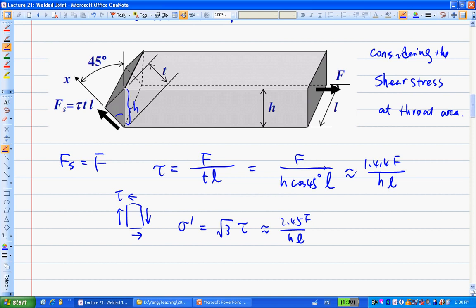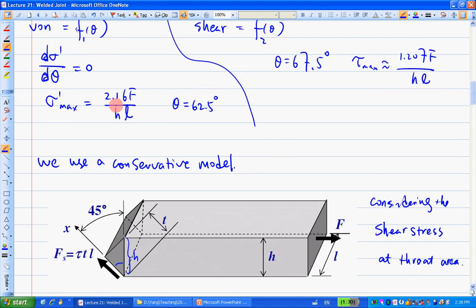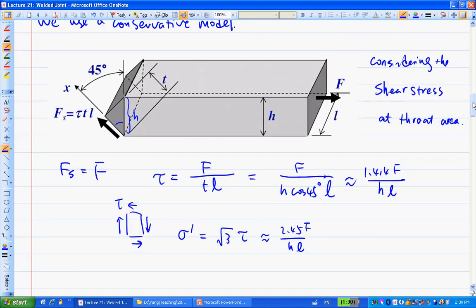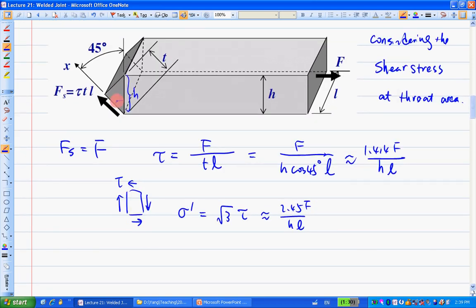So the von Mises stress based on the conservative model is this. And if you compare this with that maximum, which is 2.16, it's still greater than the maximum, right? So that can explain why we call this a conservative model here. Is that good? So always remember, when it comes to welded joints, for fillet welds here, you're just considering the shear stress on the throat area. Okay, that's the conservative part.